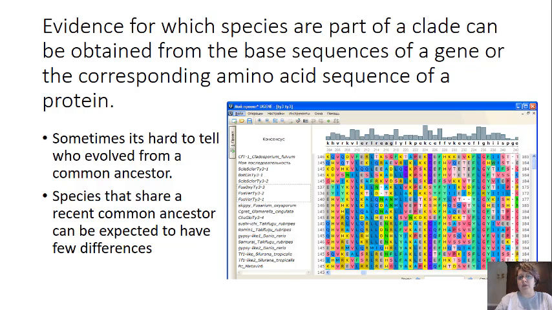This is an example of a computer printout or computer screen from a program that's looking at similarities in amino acid sequences. You're looking at the exact same gene in all of these organisms, and all these letters represent one amino acid. Anything that is the same is going to be colored the same, and you can easily look through and see similarities and differences.